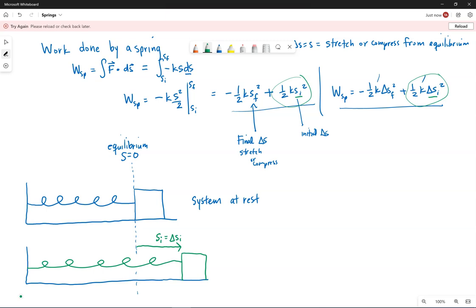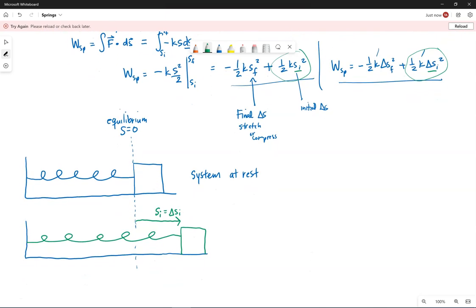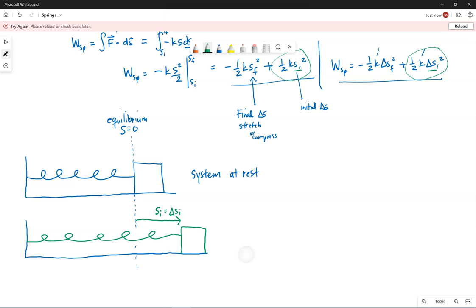If I let go of the mass, I know it's going to start moving. If I let go of the mass, it will start moving to the left. It will speed up as it continues to the left because the spring is pulling on it to the left. Remember, the force of the spring is always opposite the displacement. So the force of the spring being to the left means there's an acceleration to the left. It's going to speed up.